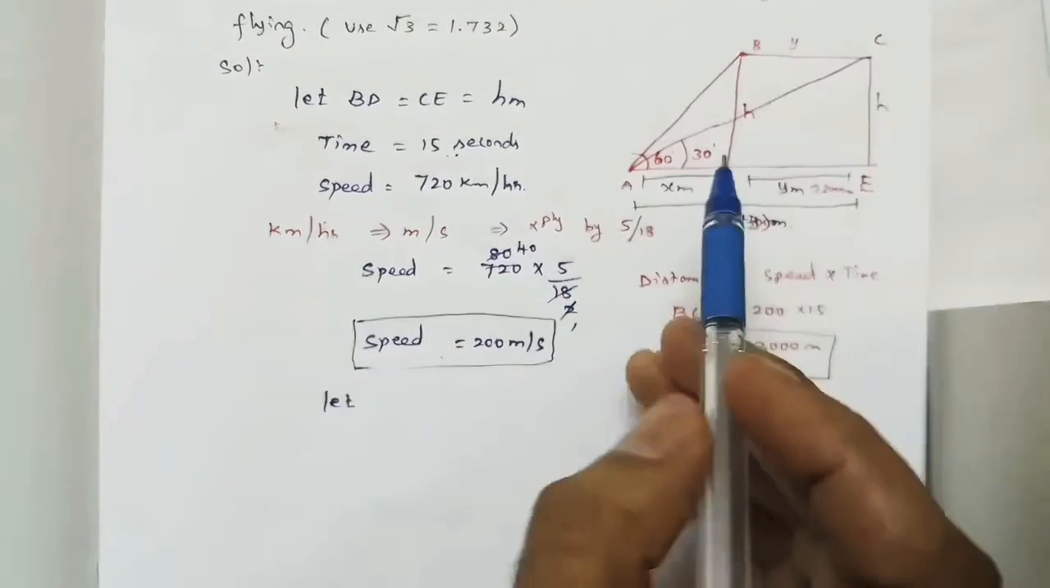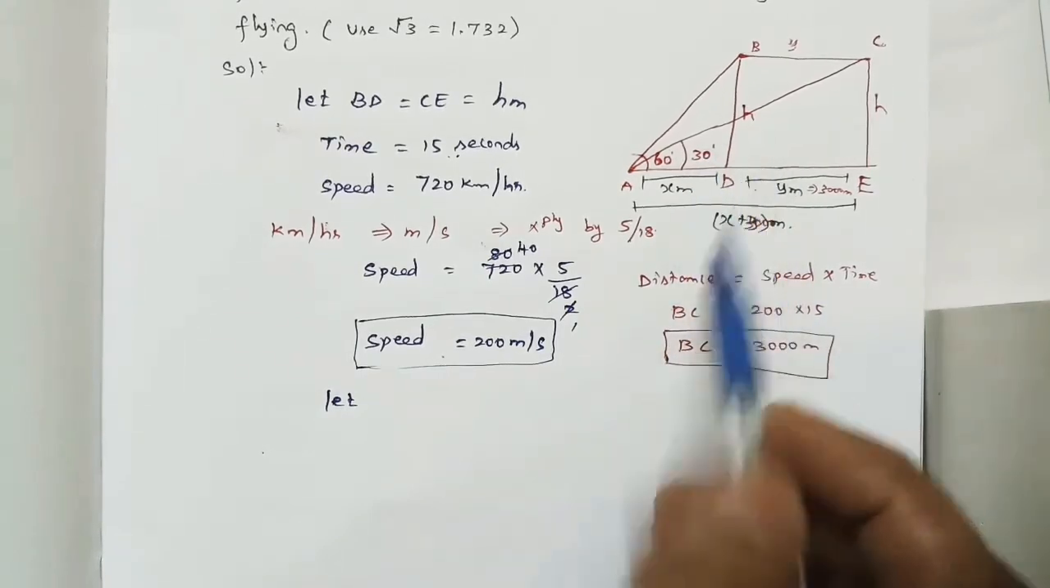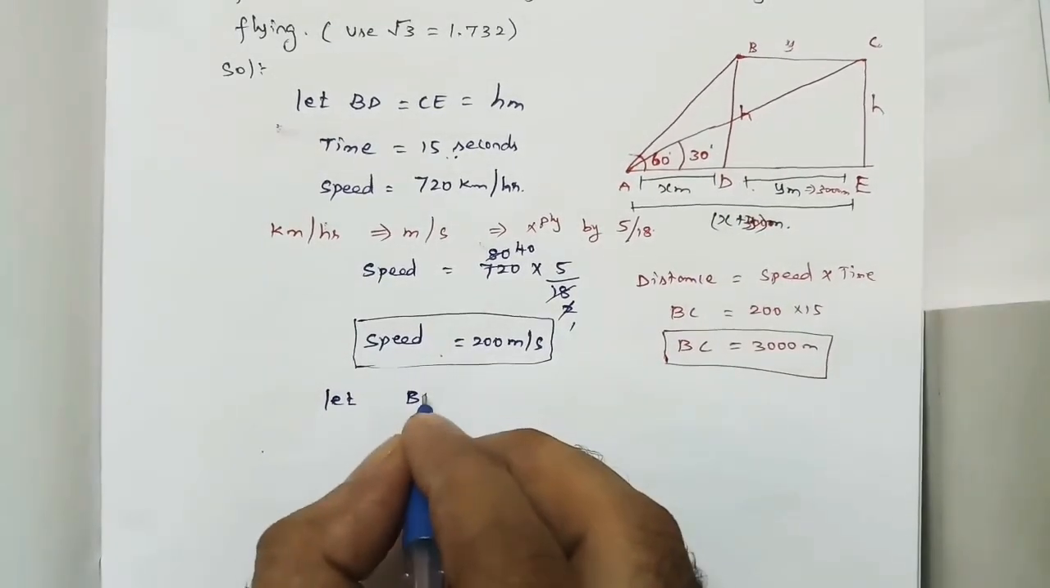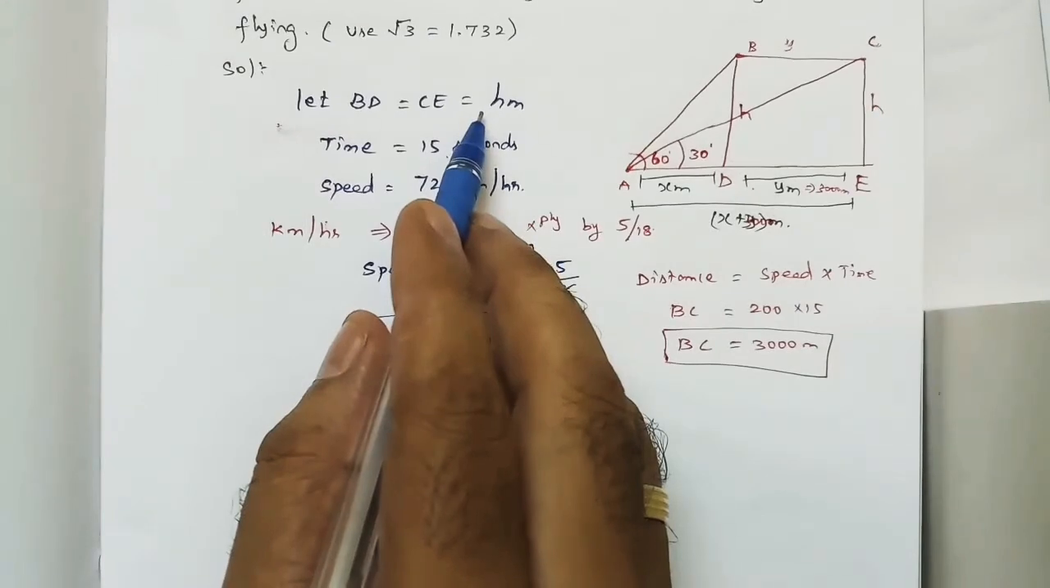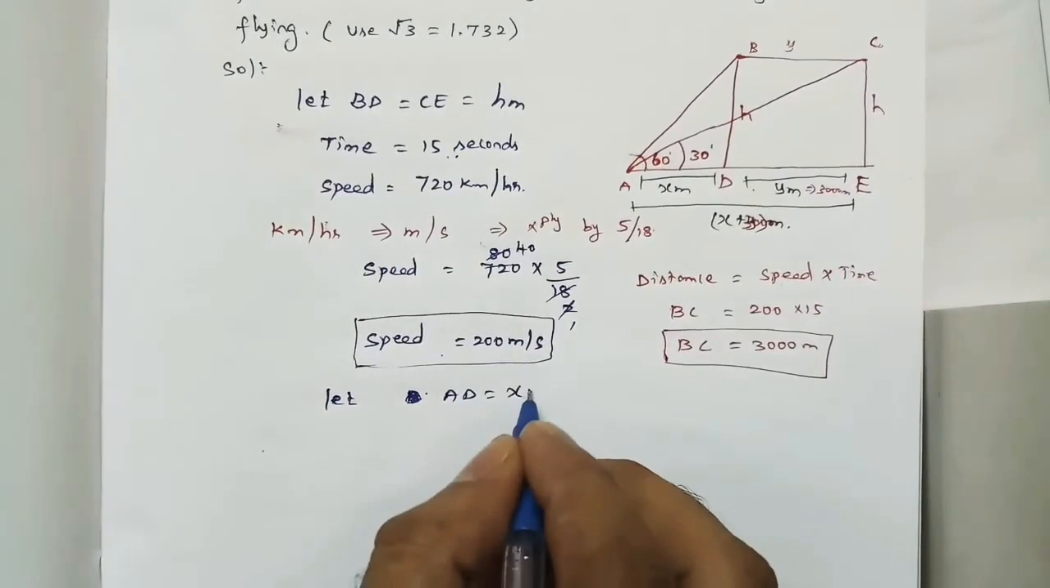We want to write all the adjacent and opposite sides of the two right angle triangles. BD is equal to H meter, already we have written. And next, AD is equal to X meter. Let AD be equal to X meter, right?